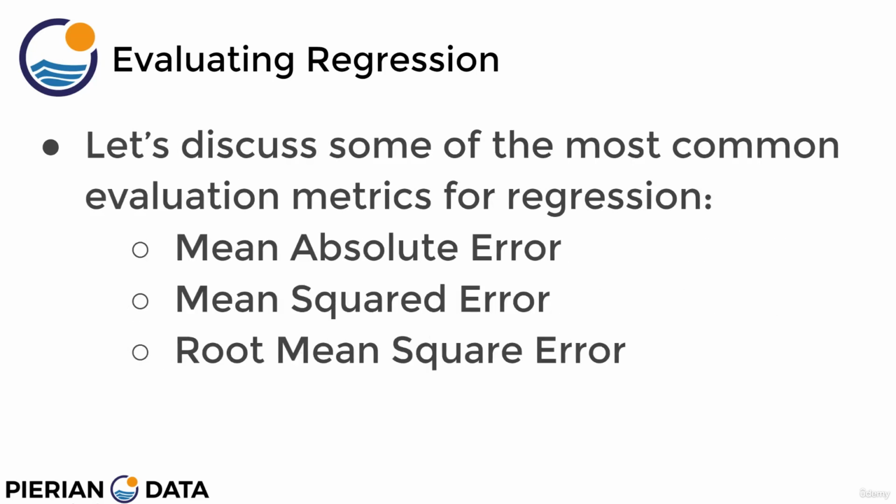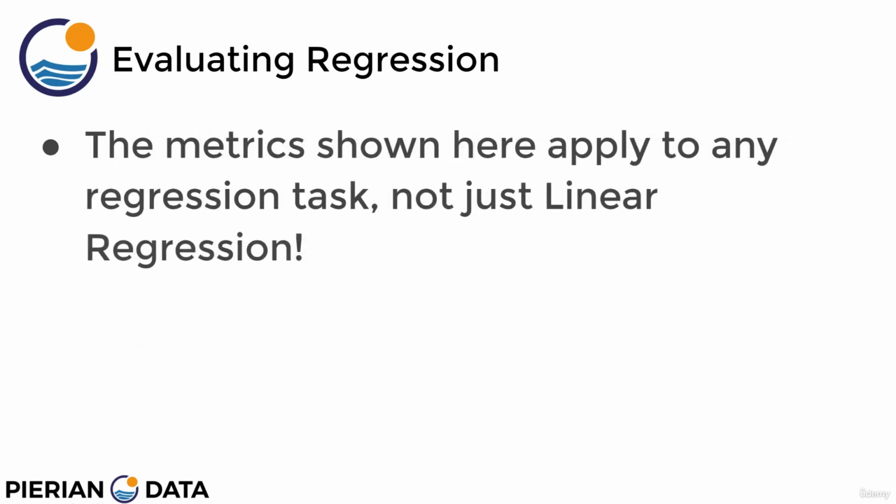So now let's take time to discuss some of the most common evaluation metrics for regression. And those are mean absolute error, mean squared error, and root mean square error. And we're going to start with the simplest, mean absolute error, and then slowly build up to root mean square error. Keep in mind again, the metrics shown here apply to any regression task, not just linear regression. Later on, if we were to apply a random forest regression algorithm, we would be using the exact same metrics discussed here.